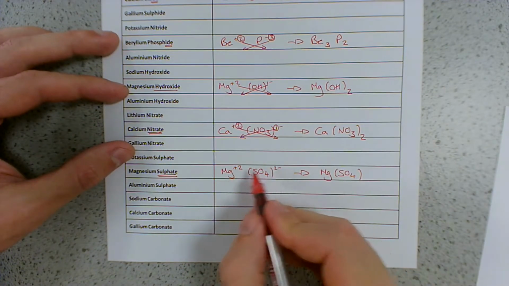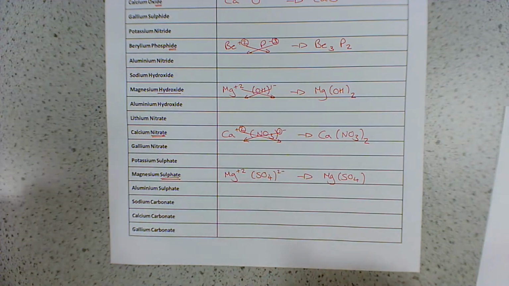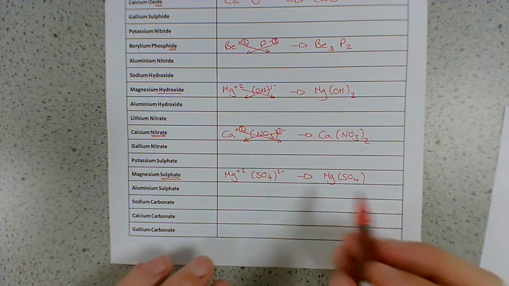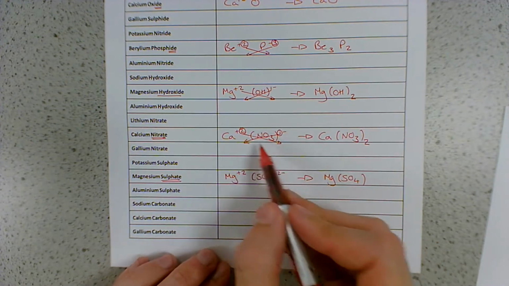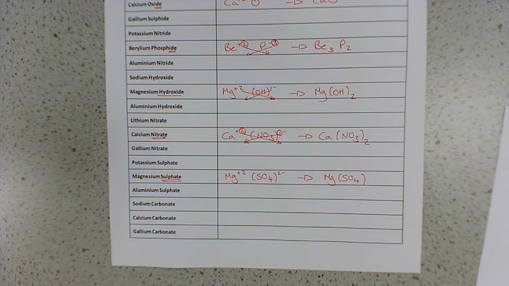So if these two numbers are the same value, the same integer, +2 and -2, or +1 and -1, or +3 and -3, then it's just a 1-to-1 ratio. It's only when the numbers are different that you have to do the crossover method to get the ratio.